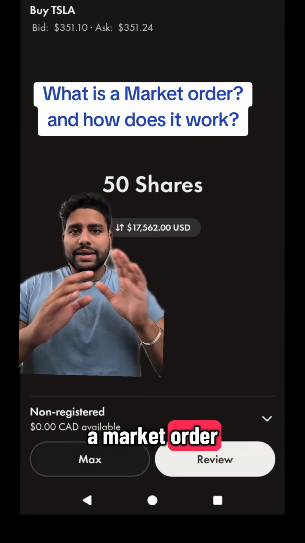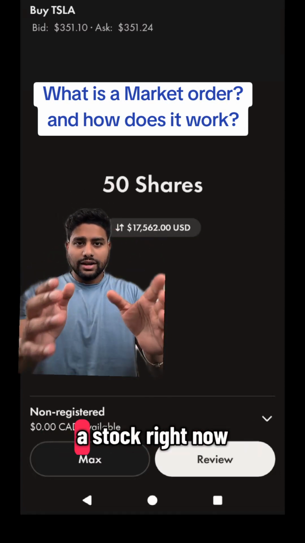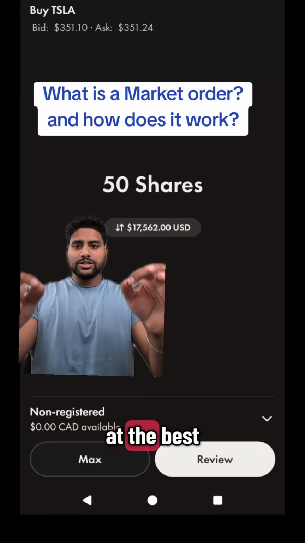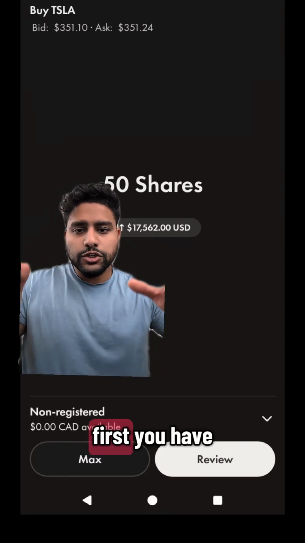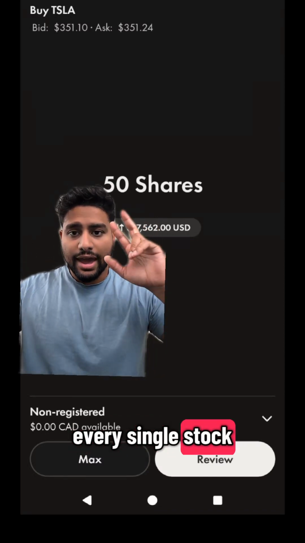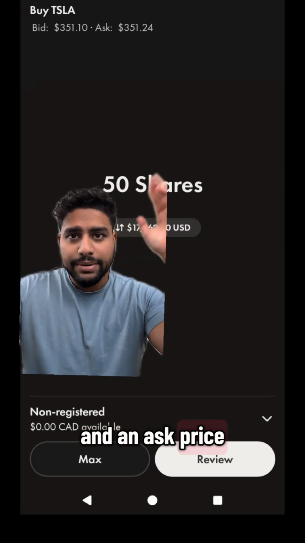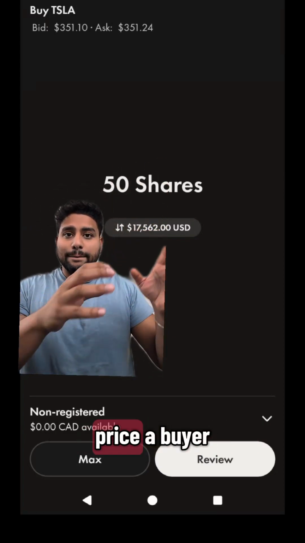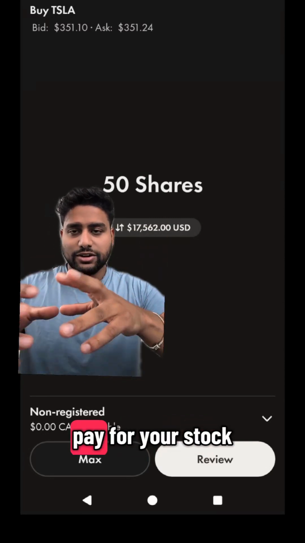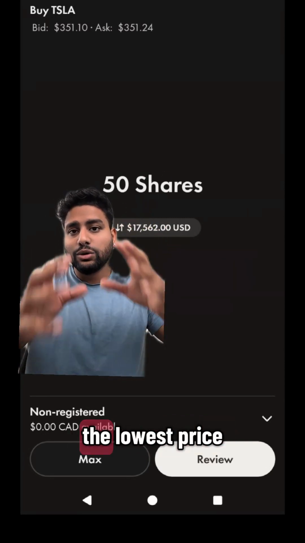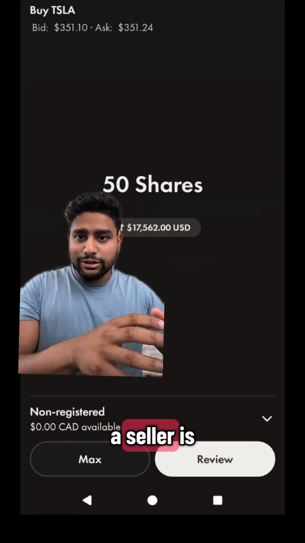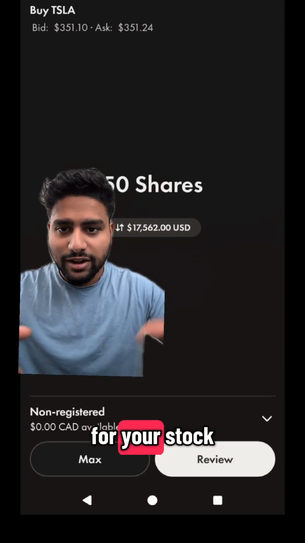A market order basically means you're buying or selling a stock right now at the best available price. First, you have to know that every single stock has two prices actually, a bid price and an ask price. A bid price is the highest price a buyer is willing to pay for your stock. The ask is the lowest price a seller is willing to take for your stock.